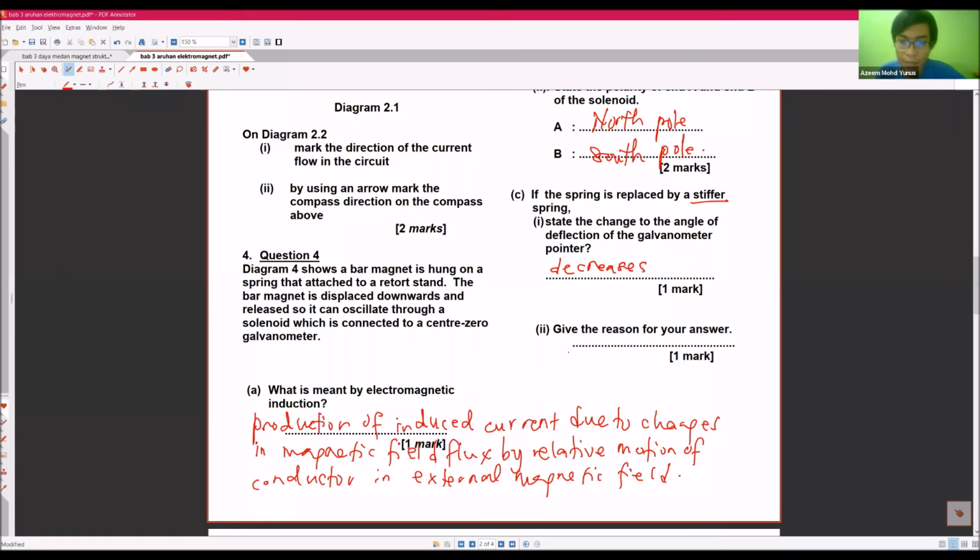If the induced current decreases, as the relative motion, the rate of change of magnetic flux decreases. Okay.